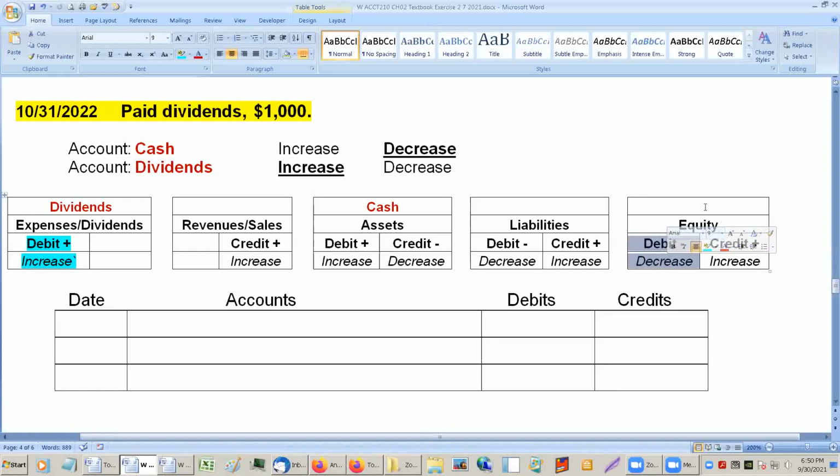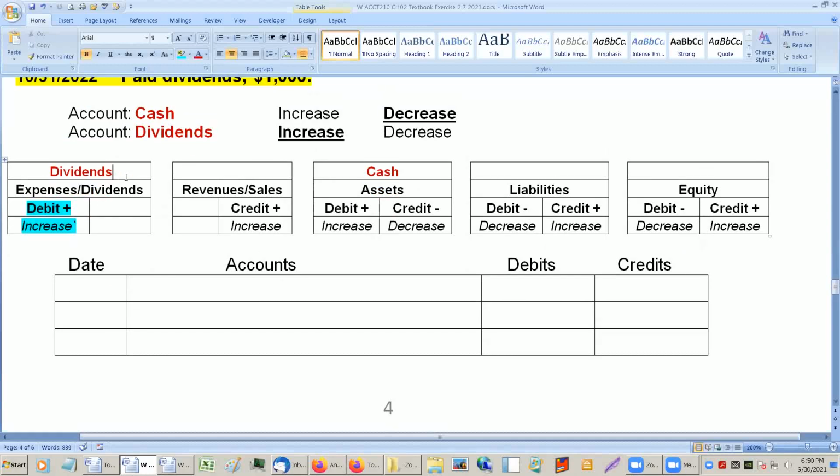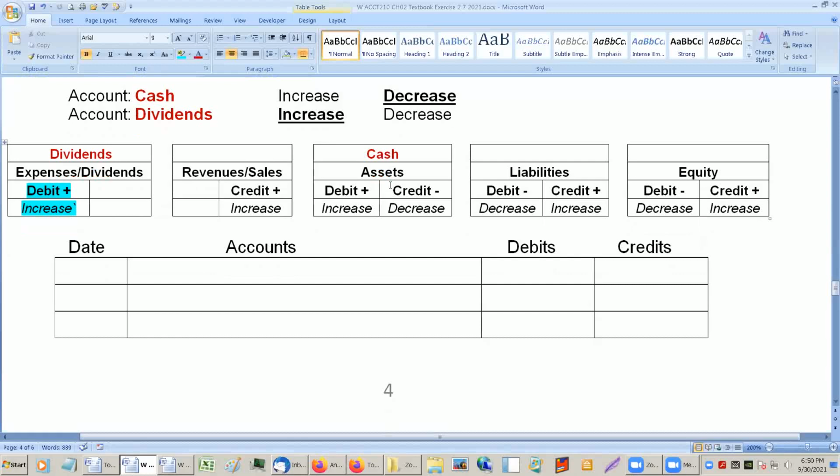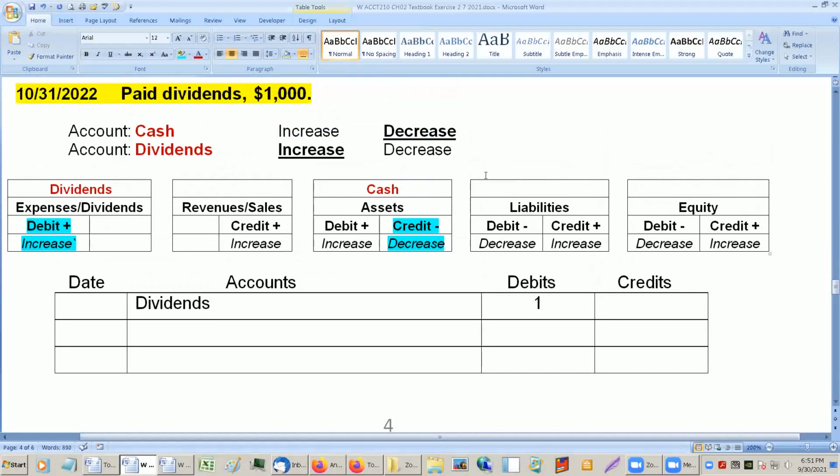Some books show it as a reduction of equity. They'll show it as a debit. Some books show it as something completely separate, like this one does, and so it will be a debit also. It'll just stand on its own. Okay, cash decreases with credit. But anyway, dividends are always debits. I actually had that, but look at it. I actually had cash and dividends. That's cool. Different books show it different ways.